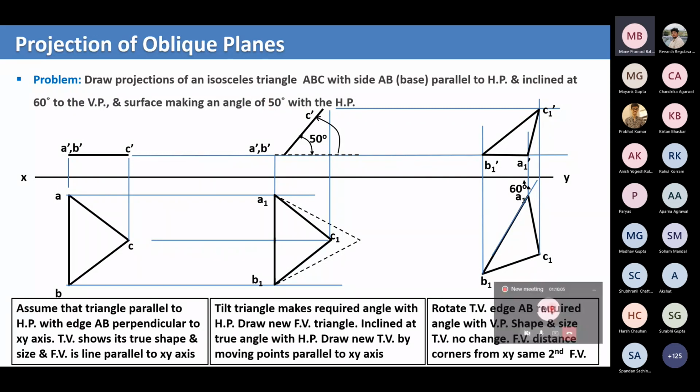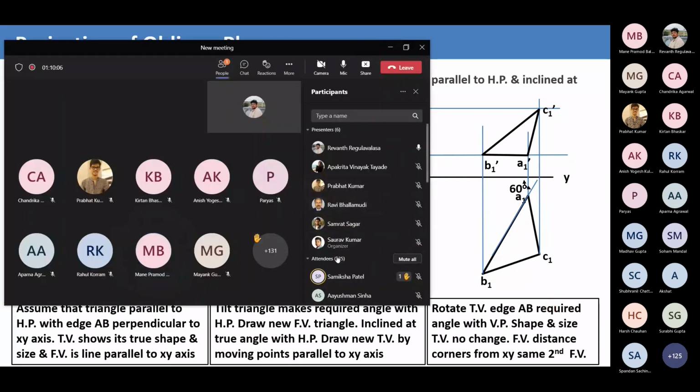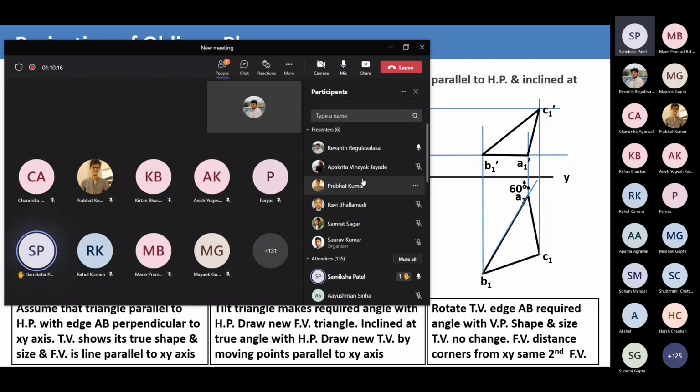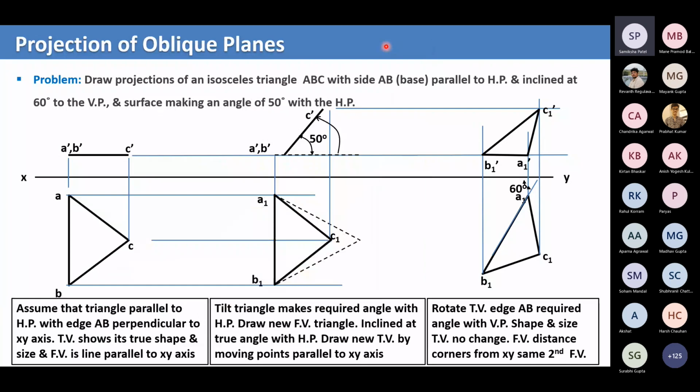Okay, I understand. Yes, Samiksha? Yeah, hi. I had a doubt here. When we have drawn A dash, B dash, and in the second figure, when we have taken the angle, we have taken it not from the point A dash, B dash, but it's shifted towards the right a bit. Is there any particular reason?